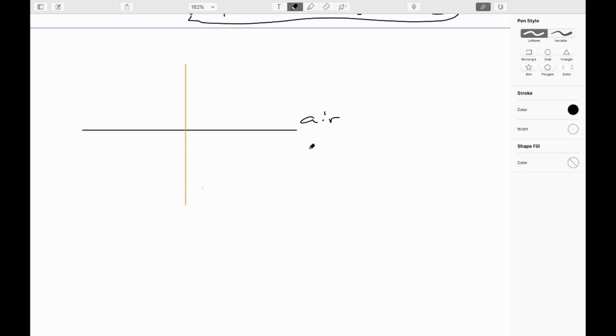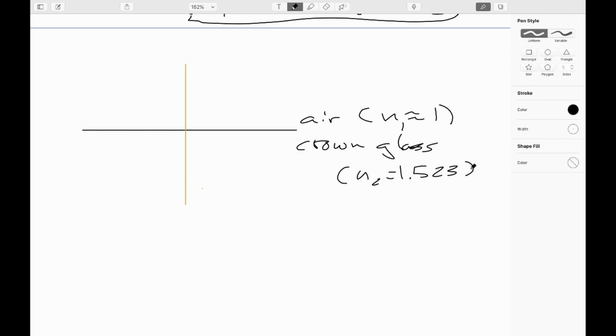So air right here and crown glass right here. Air has an index of refraction of basically 1. This will be our n1. Crown glass has an index of refraction of roughly 1.523. And I say roughly because it does depend on the wavelength of the light, but that's for the next video series. And it doesn't depend on it very strongly.